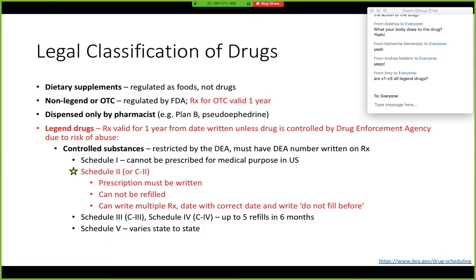Schedule, so class 1 through 5, they're all legend drugs, but they fall under the category of controlled substances. So controlled substances fall under legend drugs.